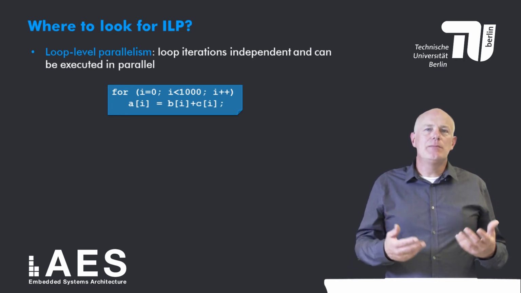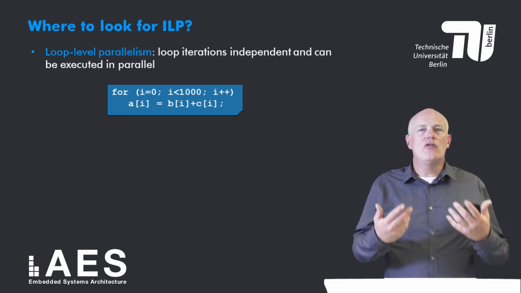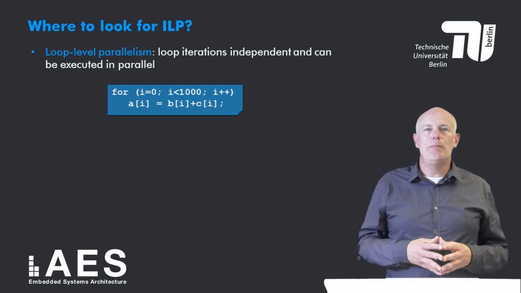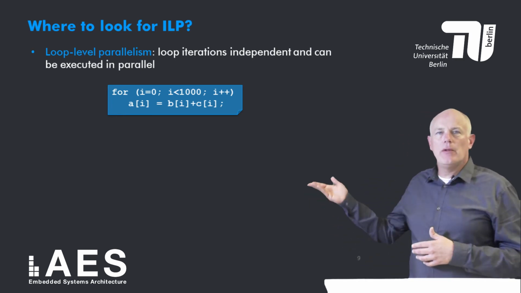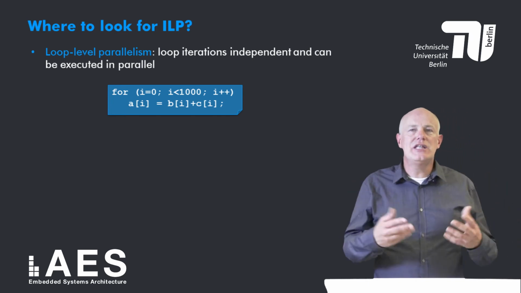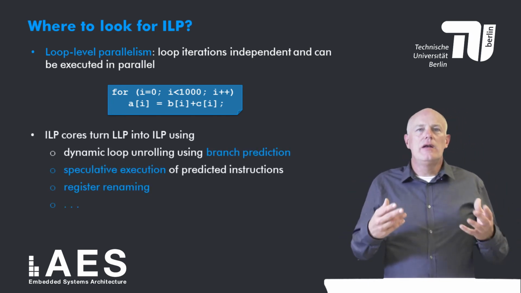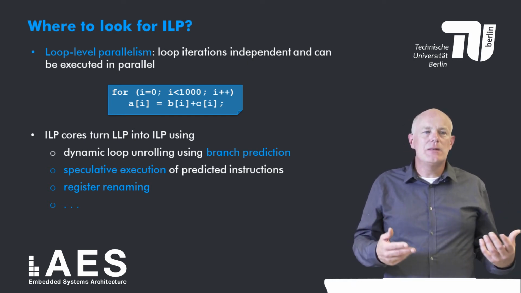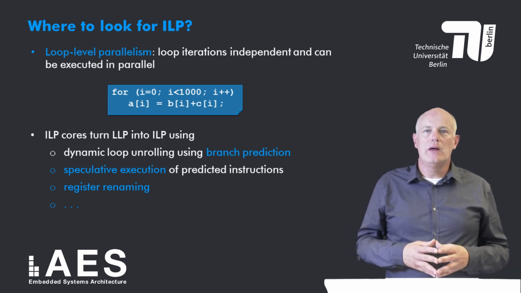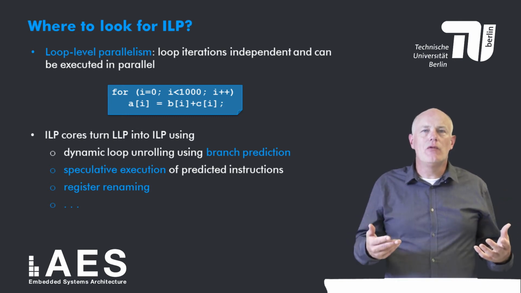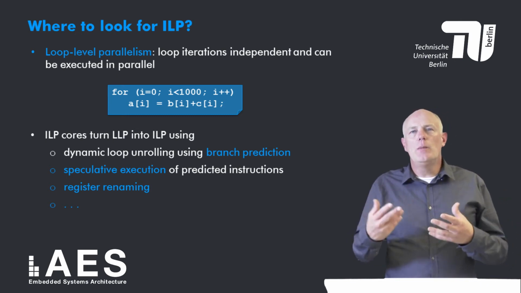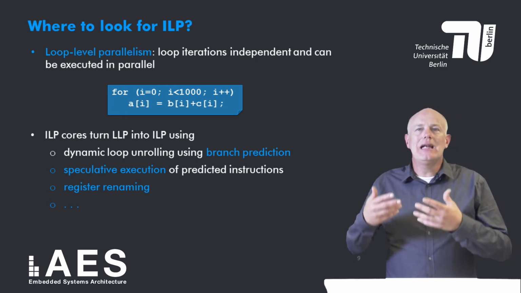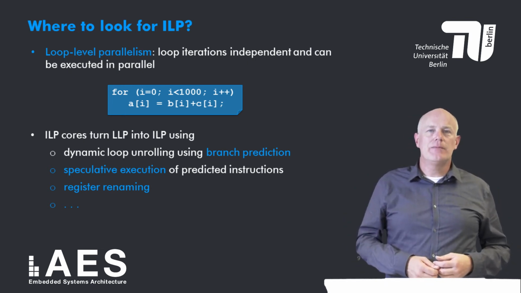Loop level parallelism denotes the property that the iterations of a loop are independent and can therefore be executed in parallel. Here's an example of a parallel loop, the addition of two arrays. Now, what ILP cores do is turn this loop level parallelism into instruction level parallelism, using techniques such as loop unrolling. However, loop unrolling is not applied statically in the source code, but dynamically in hardware using branch prediction.